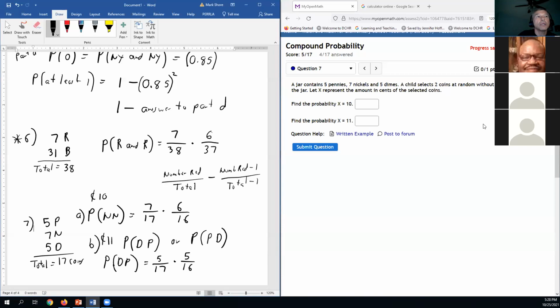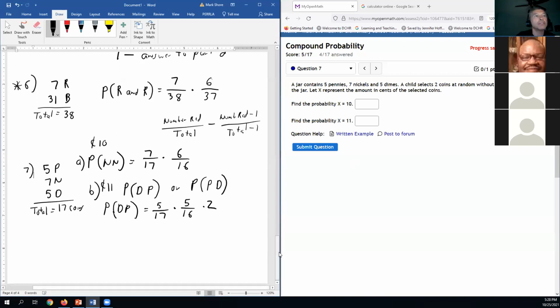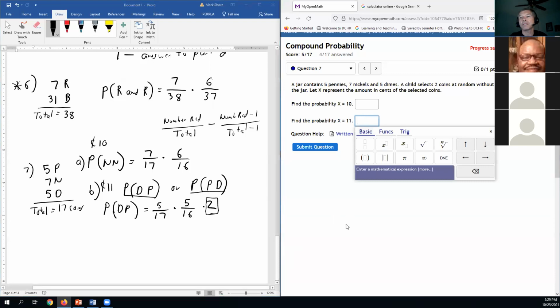So the OR tells us we have to add these together. Adding this with itself is the same as multiplying it by 2. So there was 2 options for this. That's where the 2 comes from. This 2 right here comes from the fact that there was 2 options. And this comes from the same thing as we did up here. Just get the number of dimes, 5 out of 17. Now, how many pennies are there? There's still 5 pennies, but they're down to 16 coins. So that's what you would type in there for that one right there.